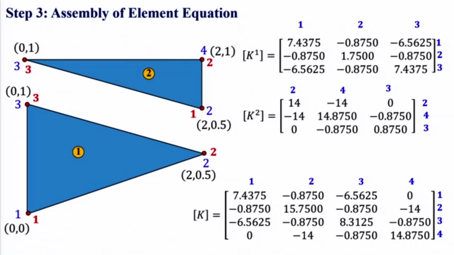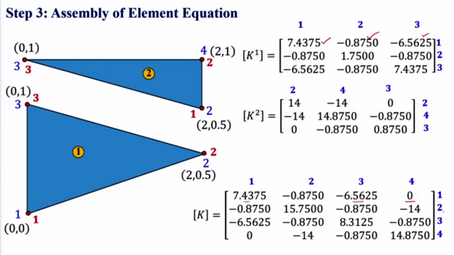Now, for instance, in the global stiffness, the global coefficient matrix, term 1 1 is here, and there is no 1 1 in K2, so it will be 7.437, this one. Similarly, 1 2 is here, but there is no 1 2 in K2, so it will be minus 0.8750. 1 3 is here, there is no 1 3 in K2, so it will be as it is. Then 1 4: there is no 1 4 in K1 and no 1 4 in K2, so this will be 0.